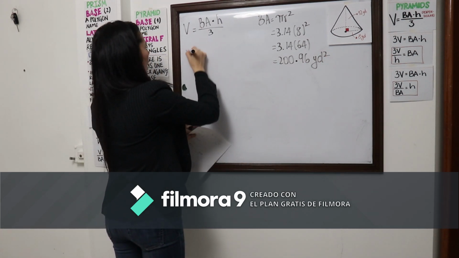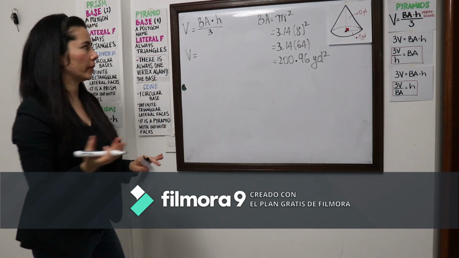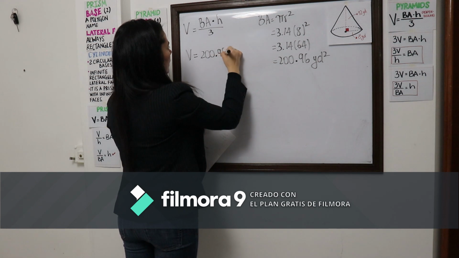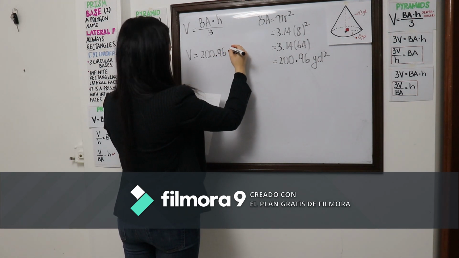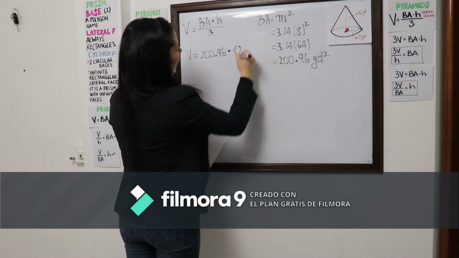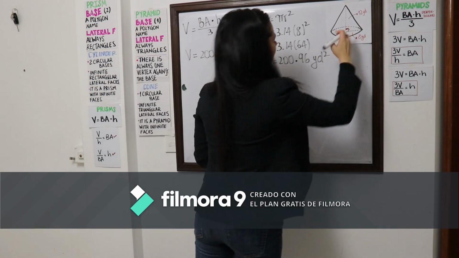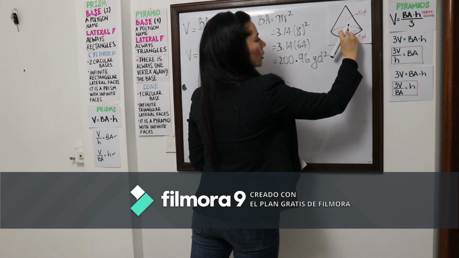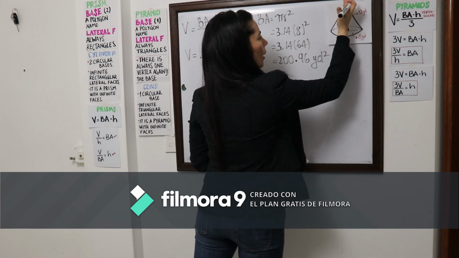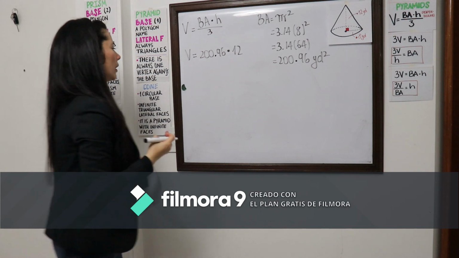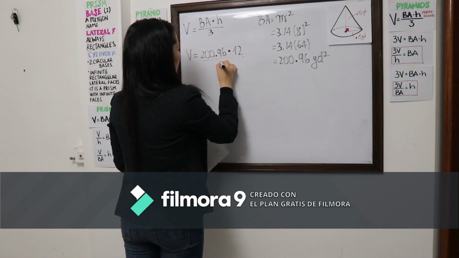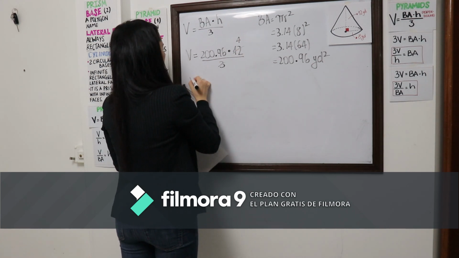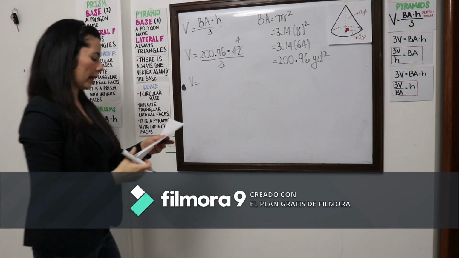And with that, now I'm going to replace all the information I have to find the volume. So it's 200.96 times the height, which is 12. Again, it's the perpendicular line, height, which is how tall the cone is. And I gotta think about the center of the circle going all the way up until the vertex of the cone. This, of course, is gonna be divided in 3, which is good because I can simplify over here. And I know that's gonna give us less than 1,000, right?